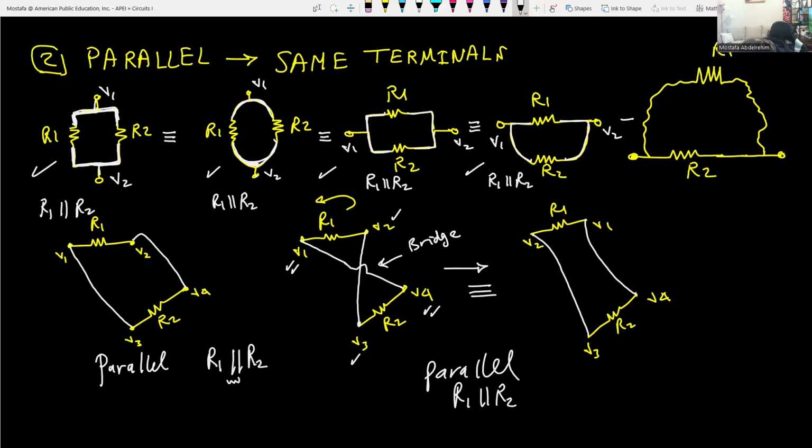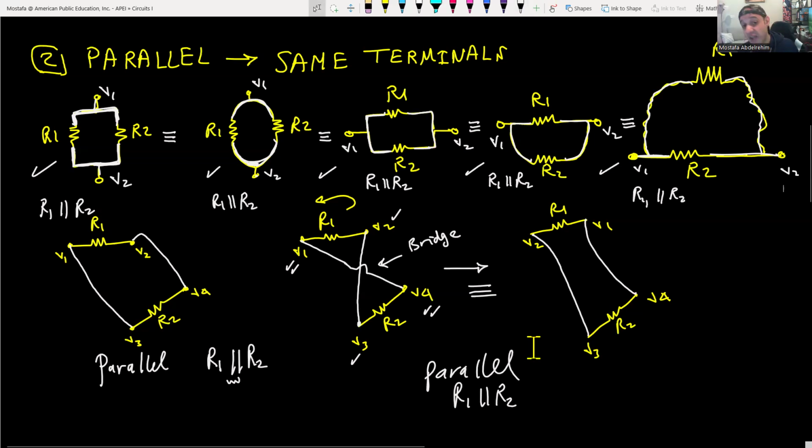And still this is equivalent, although it is fuzzy. It's still R1 parallel to R2. It's the same terminal. All of that is just one node, and all of that is just one node. V1, V2. Okay? Good. So what are the properties of two or more parallel resistors or elements? They have the same voltage. That's the most important. They have the same voltage.